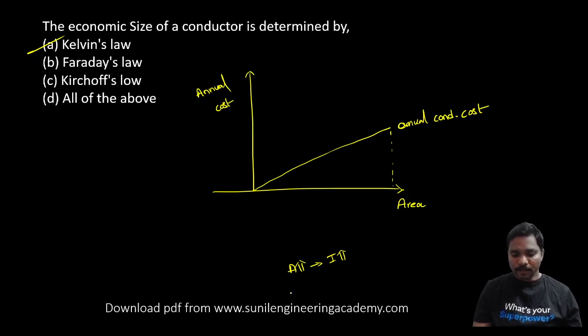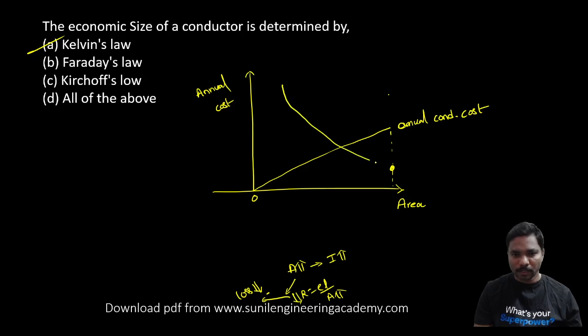Okay, and what about the energy losses? For the same, if the area is more, R is equal to rho L by A. As the area is more, resistance is less. As resistance is less, losses are reduced. So as the area is more, the losses will be less. As the area is less, losses will be more. So we can say the curve may be like this. Okay, curve may be like this. So energy losses.